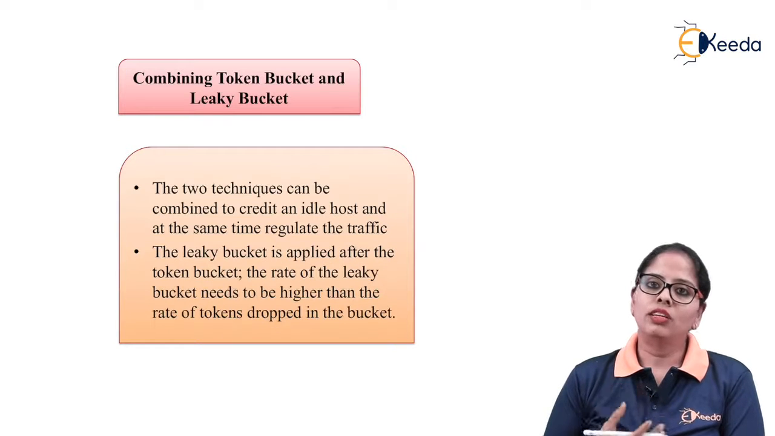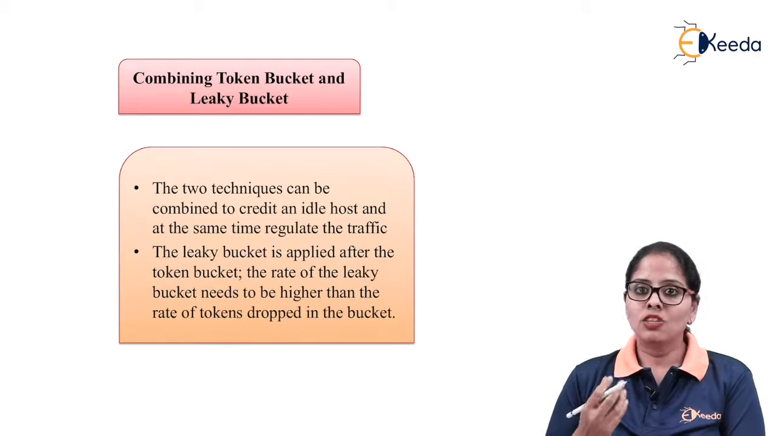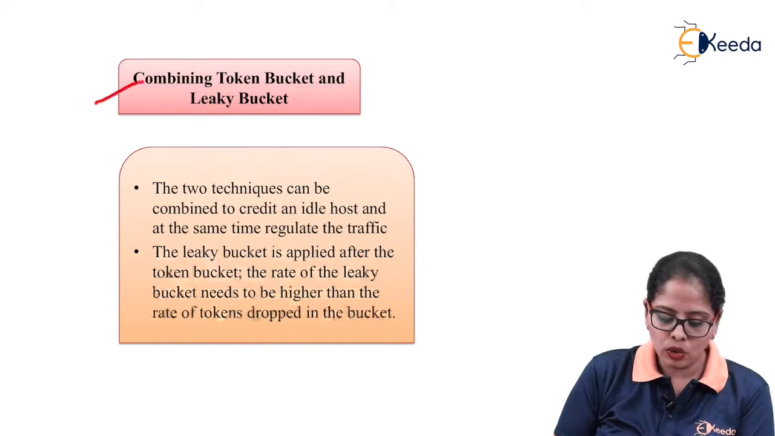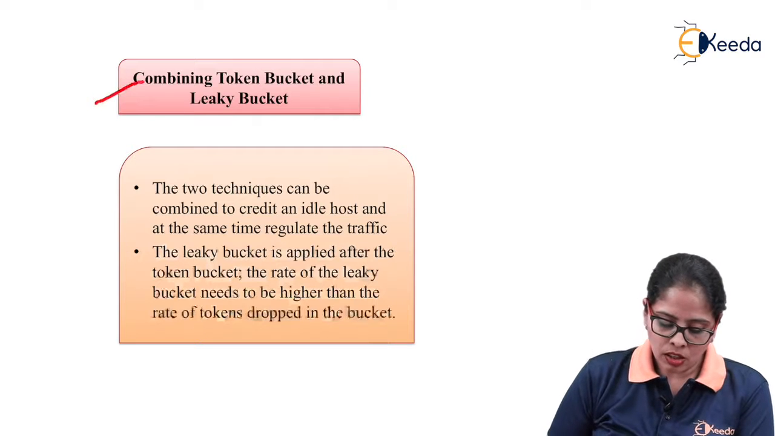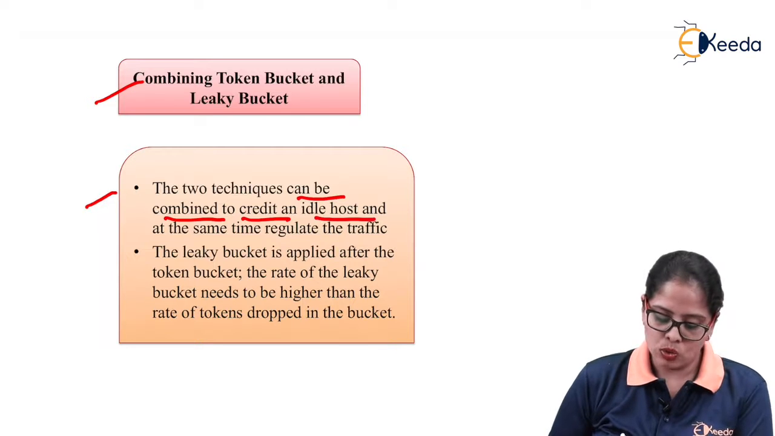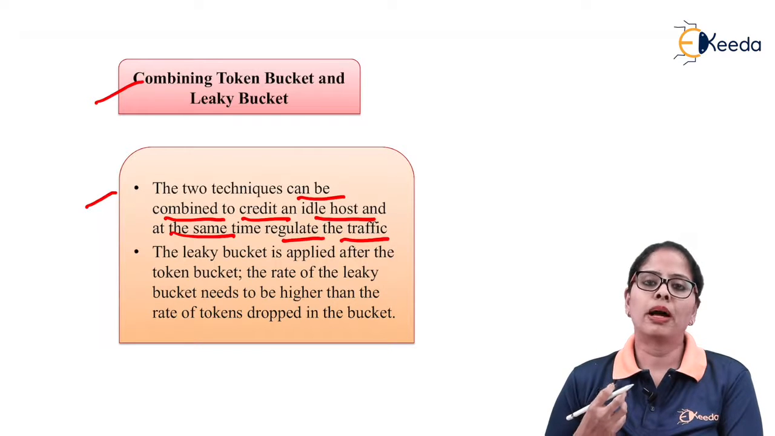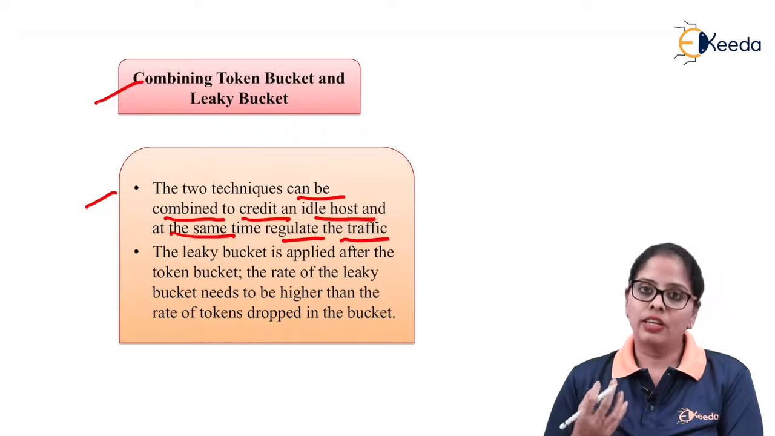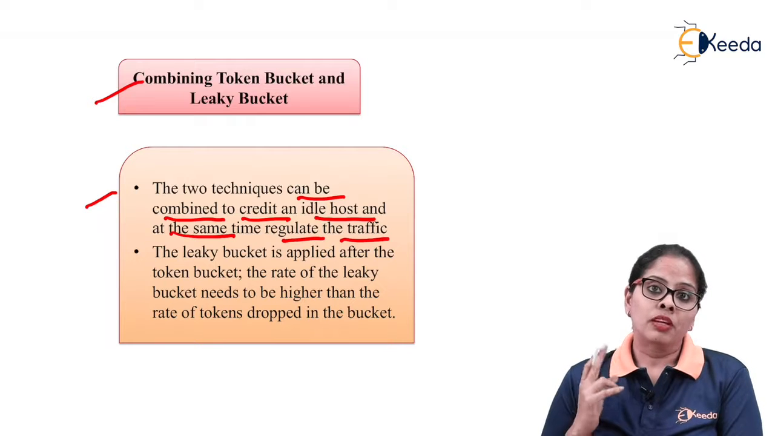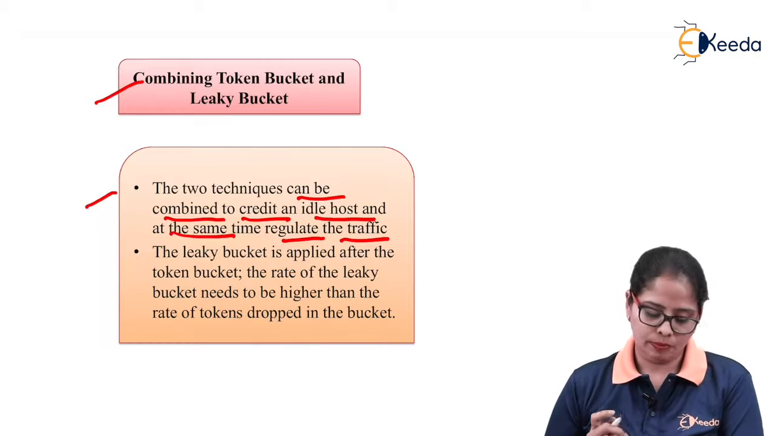Now, as you know, both techniques have their own advantages and disadvantages. If I want to combine both advantages, then the combination is also possible: combining the token bucket and the leaky bucket. The two techniques can be combined to credit the idle host while at the same time regulating the traffic. So basically here we are combining both advantages. We are regulating traffic, and the disadvantage of the leaky bucket, that is the idle host, we are also removing with the help of this technique.